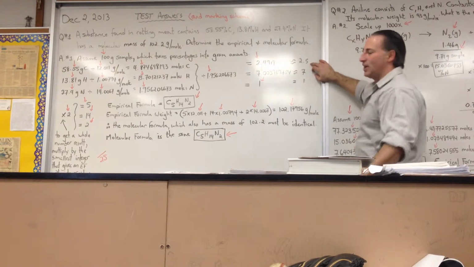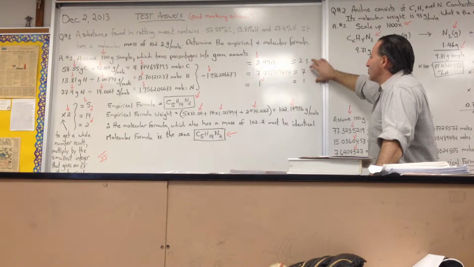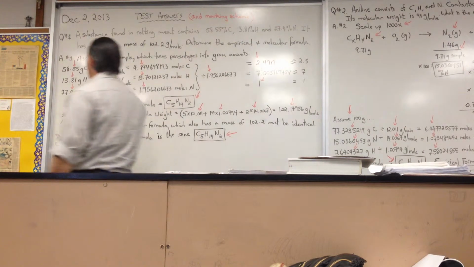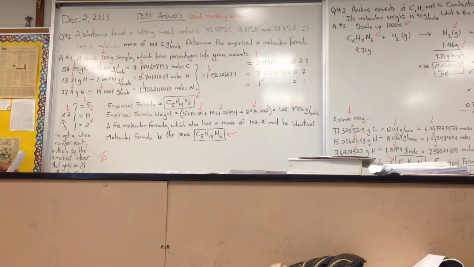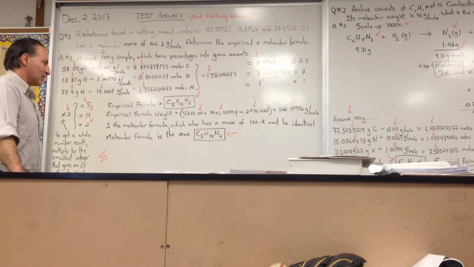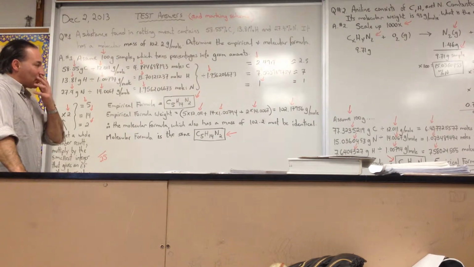So we can't have 2.5 atoms within a molecule, so what we're led to do is to multiply by 2, which we did here, and that's the lowest number that's going to give us a set of whole number values for the number of atoms within a molecule. So we get an empirical formula of C5H14N2. When we find the empirical formula weight by multiplying by the atomic masses of each one of the atoms involved, we come up with 102.